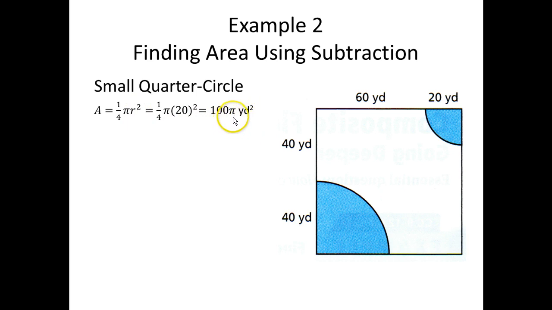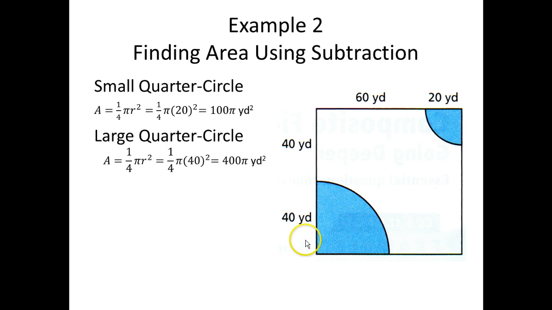For the moment, we're going to leave 100 and pi unmultiplied. I'm just going to leave it like this so that I have a more precise answer. You want to avoid calculating too early so that in the end you come up with a more precise answer. Alright, so we found the area of the small quarter circle, so let's move on to the area of the larger quarter circle. It's the same exact idea.